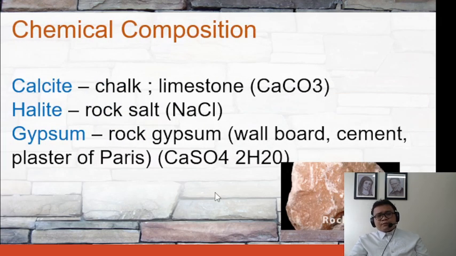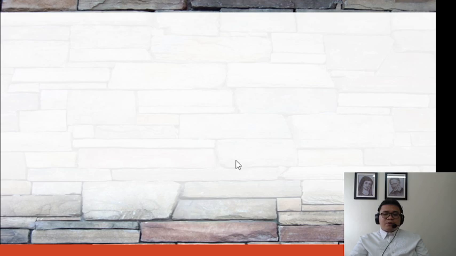Now, in chemical composition, for calcite, a good example is chalk and limestone, which is composed of calcium carbonate. Halite, which is the rock salt, has the chemical formula NaCl. And of course gypsum, like for example rock gypsum, rock board, cement, plaster of Paris, and calcium sulfate.